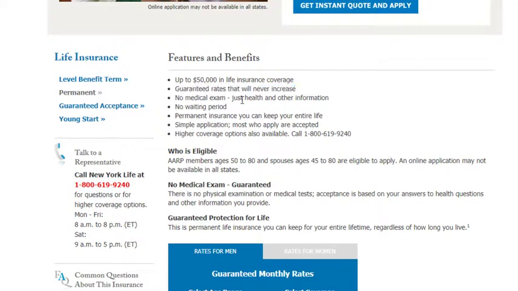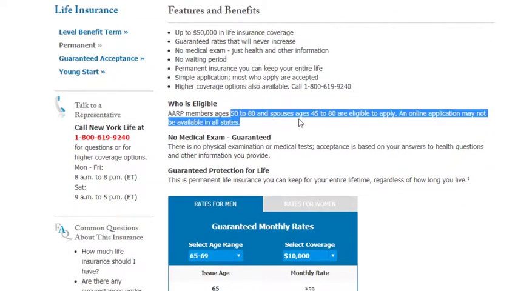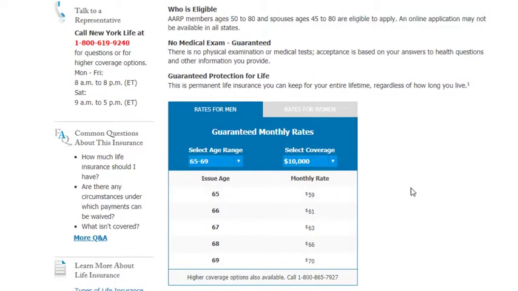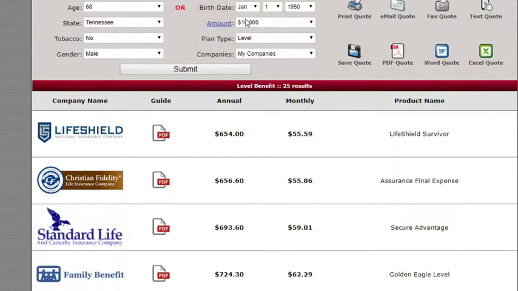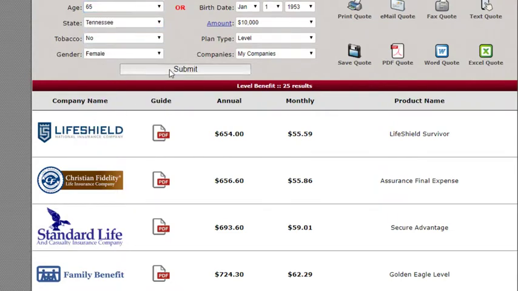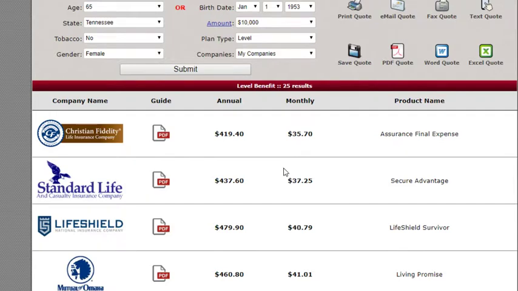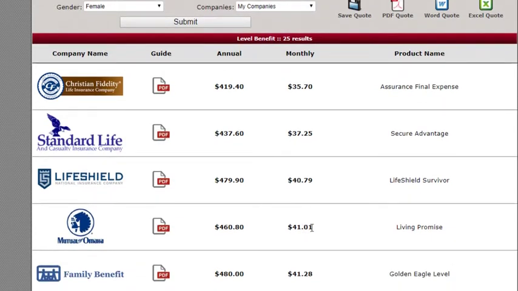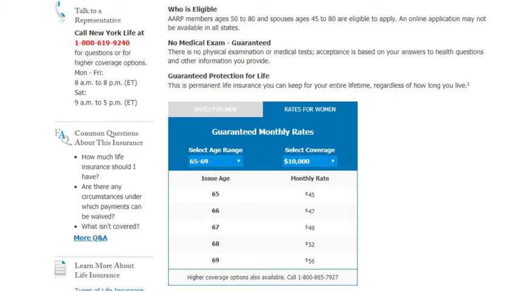That's great. No medical exam or waiting period, assuming you can qualify for it. You have to be between 50 and 80, or 45 and 80 for your spouse. And here are the different prices. Now, this is actually a pretty good product at a good price. They have different ages for different prices. If we look at a 65-year-old female, you're looking at $45 a month. If we compare that to a 65-year-old female on the brokerage options that I have available, you're looking at a pretty close price. Mutual of Omaha, everybody knows who they are, $41.01. Compare that to this, it's $45. So it's about the same thing.